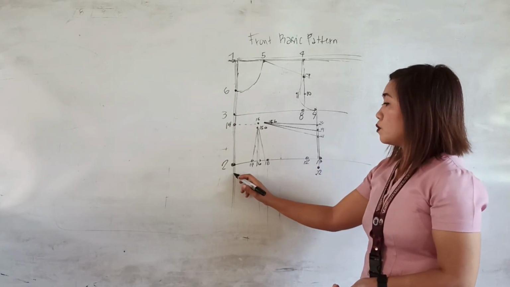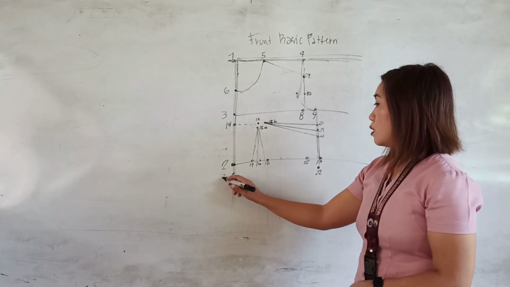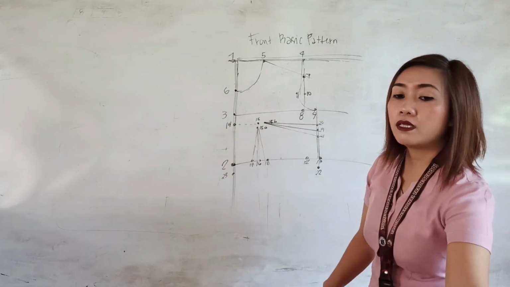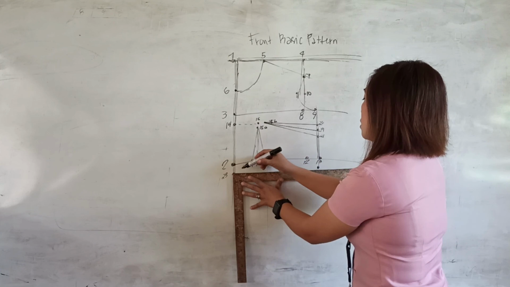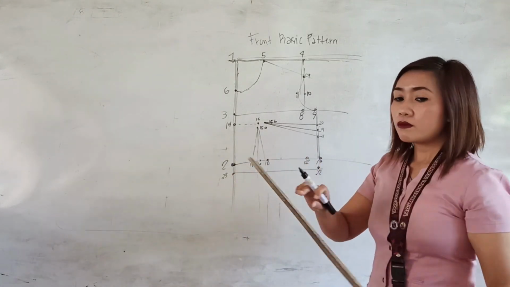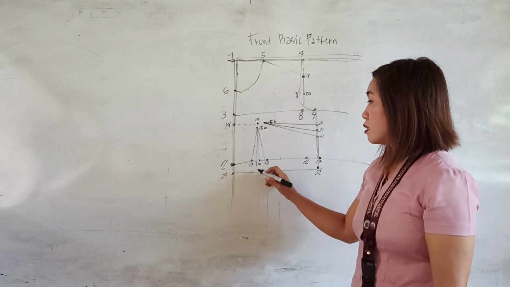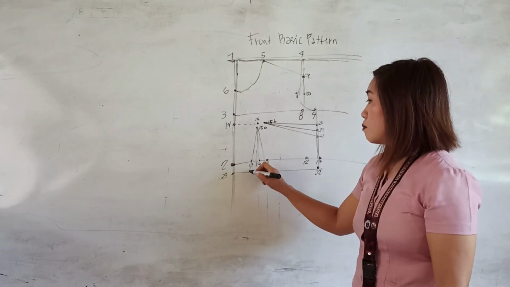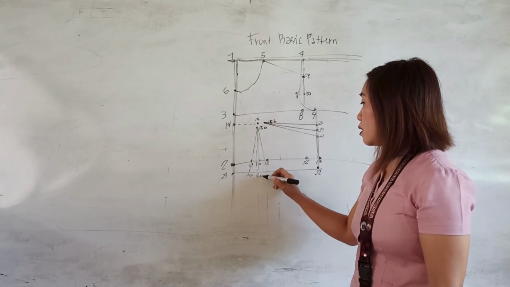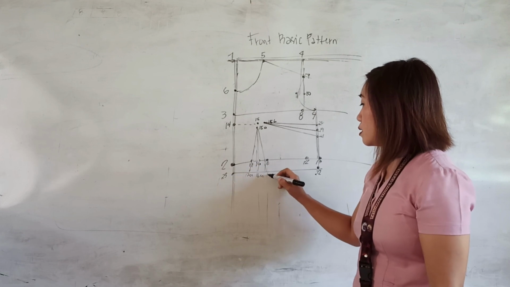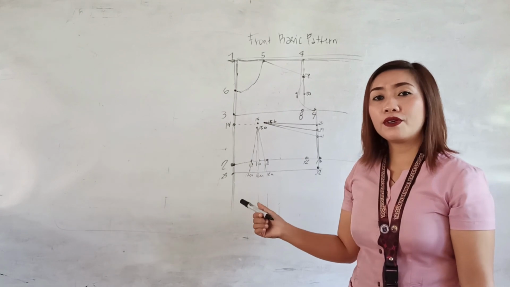And from point 2 going downward, we measure 3/4 inch again and mark that one as point 23. And connect points 23 to 22. And then extend the lines for our points 17, 16, and 18, marking them point 17A, point 16A, and point 18A. Now, this is our front figure pattern.